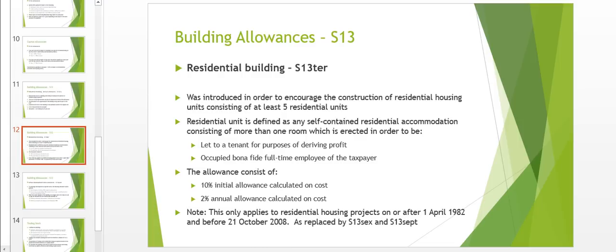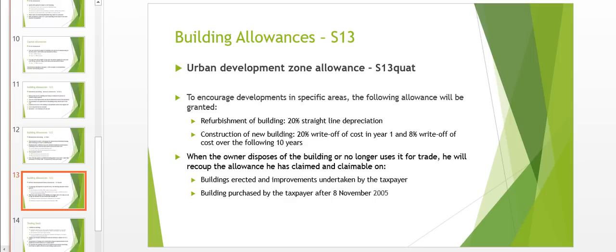But if a residential building was erected after the 21st of October 2008, then it is replaced by Section 13SEX, and that states that you may claim an allowance of 5% on the building. And then what you also get is your urban development zone allowance. So that's Section 13 Quat.